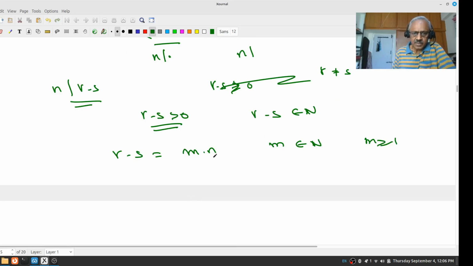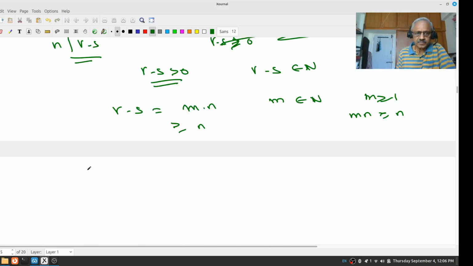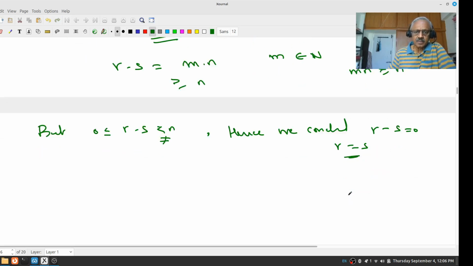N is a natural number which is positive, therefore if I multiply M times N, that's greater than or equal to N, right? Therefore R minus S is greater than or equal to N, right? But remember, we observed that R minus S is strictly less than N. That's a contradiction. Okay, hence we conclude R minus S equal to 0, that is R equal to S.